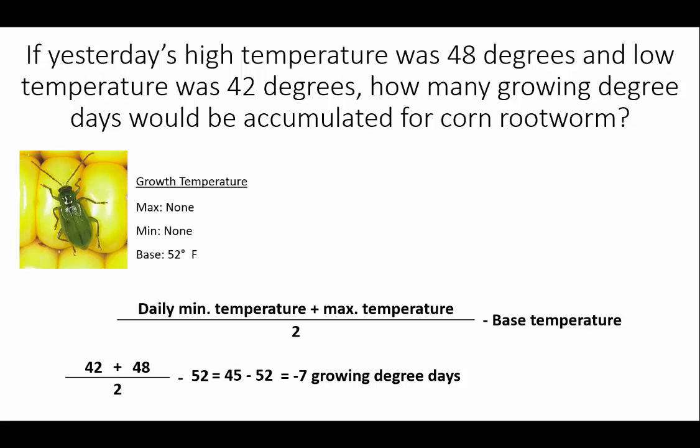Insects can't develop backwards or lose development they have already gained. Therefore, we can never have a negative amount of growing degree days. So instead of -7 for a growing degree day accumulation for the day, we will just have 0 growing degree days.